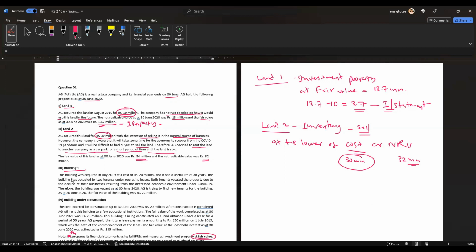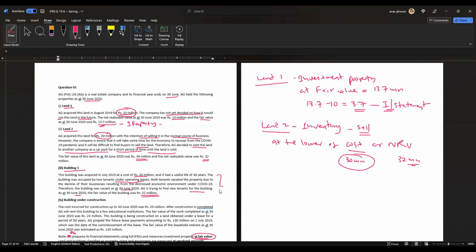Building number 1. This building was acquired in July 2019 at a cost of 20 million and it had a useful life of 30 years. The building was occupied by 2 tenants under operating leases. Both tenants vacated the property due to the decline of the business resulting from the distressed economic environment under COVID-19. Therefore, the building was vacant as at 30th June 2020. AG is trying to find new tenants for the building as at 30th June 2020. The fair value of the building was 22 million.